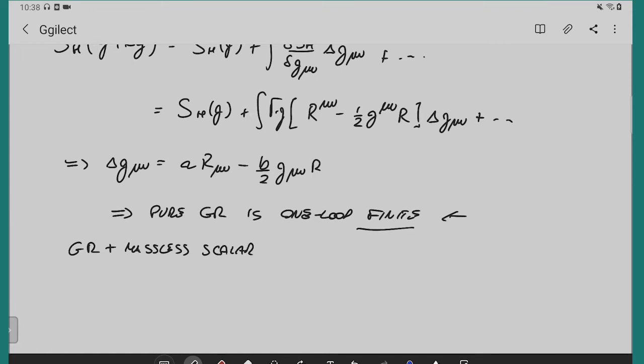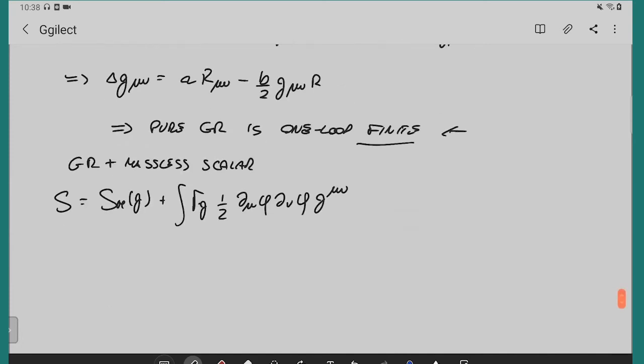So you have the total action. There is the Hilbert action plus a massless scalar. Then if you compute the one-loop divergences, you will get everything you can generate with the right dimension.